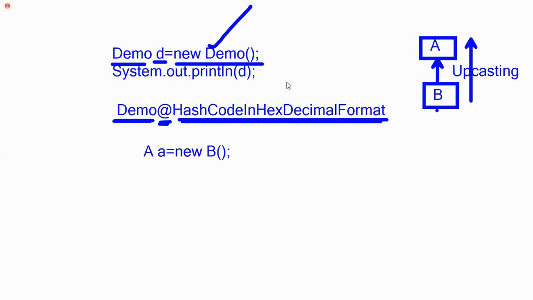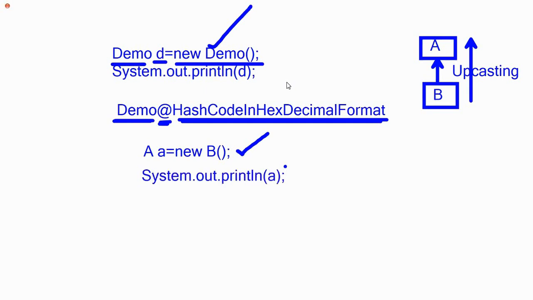Okay. B class object assigned to A class reference. Subclass object assigned to superclass reference. This concept is called upcasting. It is valid.